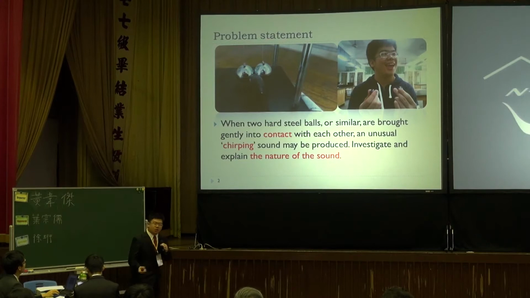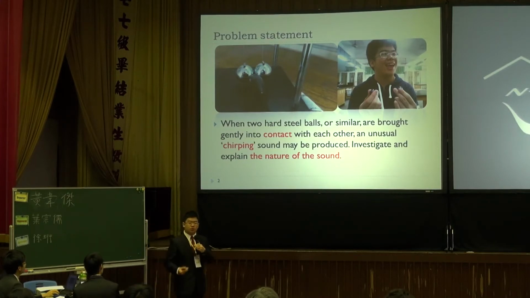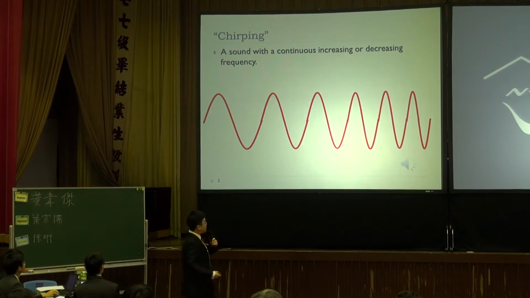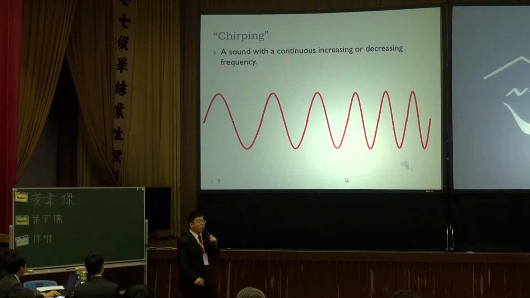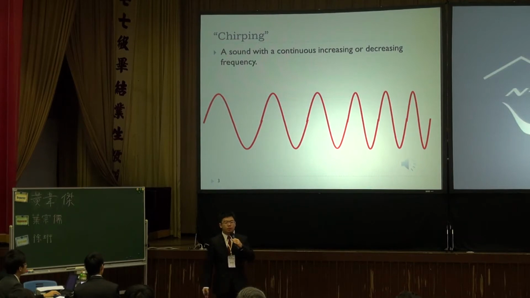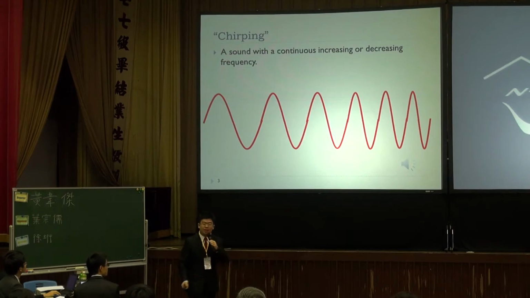So first of all, what is chirping? We have to define what is chirping. We believe that chirping is a sound with continuous increasing or decreasing frequency. Well, let's give a short example of what exactly is chirping. Okay, so now we know that a sound with continuous increasing or decreasing frequency, we will hear, experience, and consider as a chirping sound.